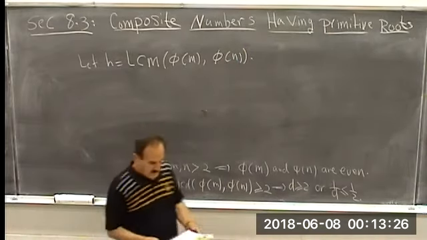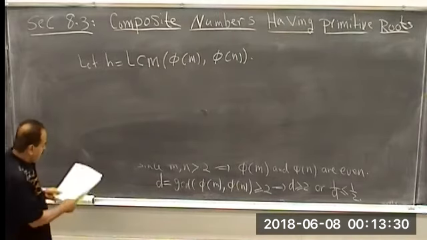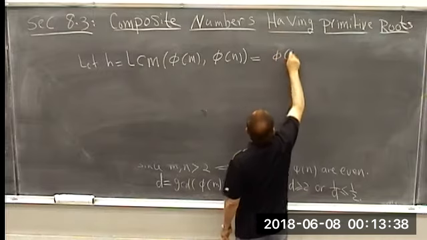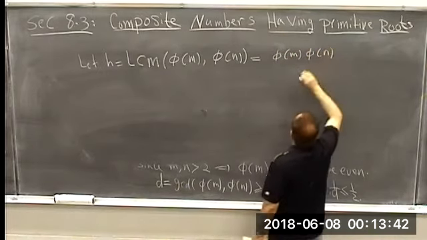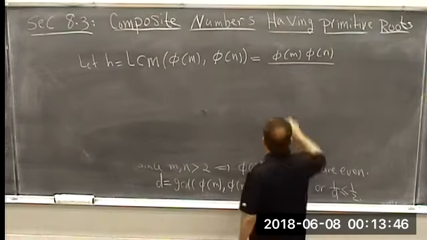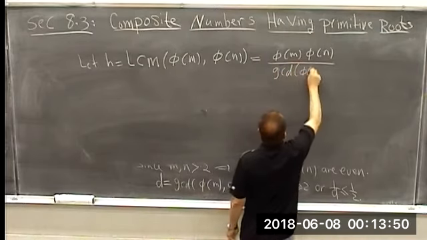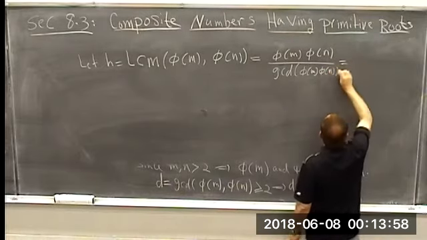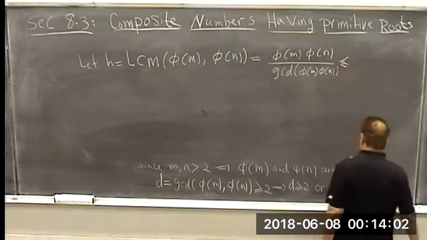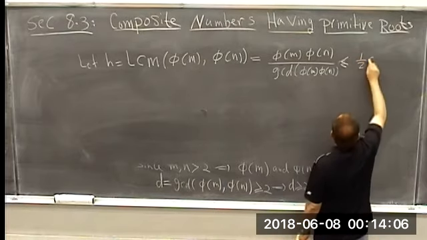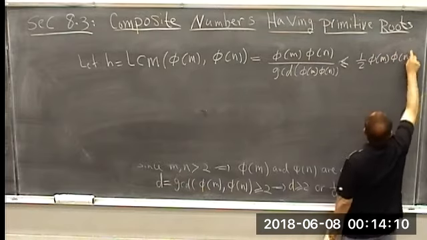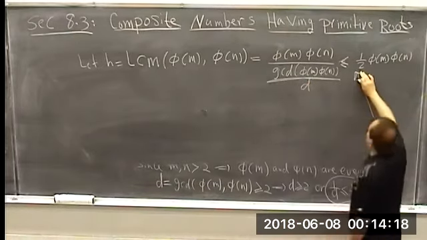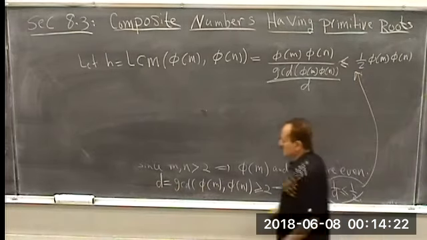All right. Now let's look at what this is equal to. We have a formula which tells us that this is the product, everything is positive here so we don't need absolute value, divided by the greatest common divisor of phi of m and phi of n. And this is less than or equal to 1/2 phi of m times phi of n, because the greatest common divisor D is bigger than or equal to 2. So we have this inequality.